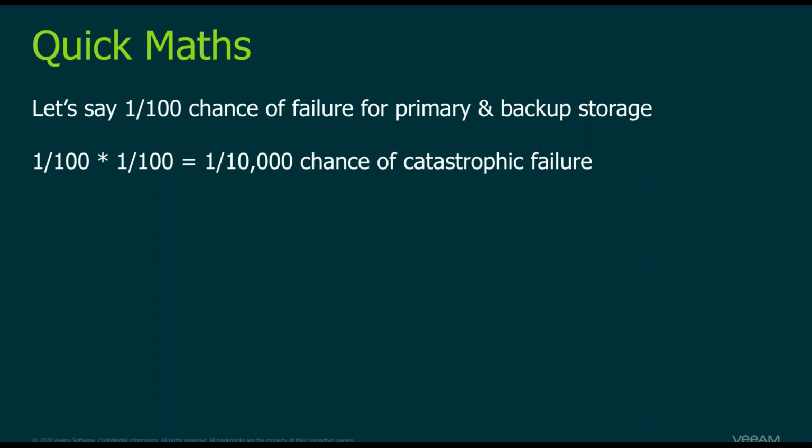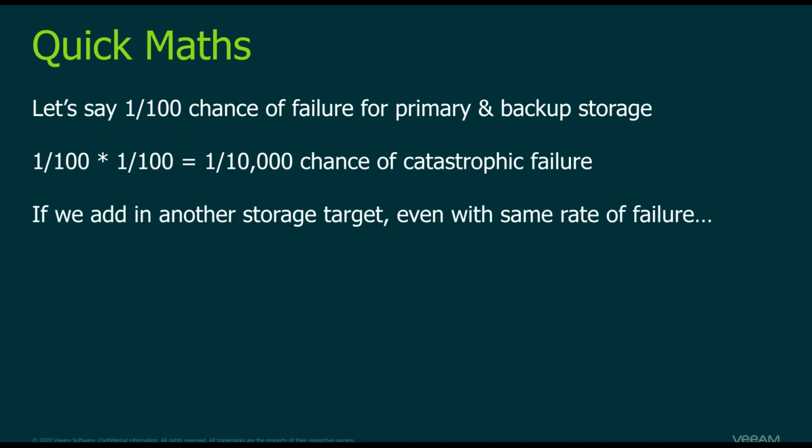Just by taking your first backup and having it on a different array, a different location from your production storage, we're already able to mitigate that, right? That then becomes a 1 in 10,000 chance of catastrophic failure, which is still pretty good.